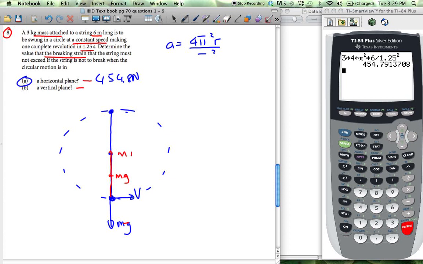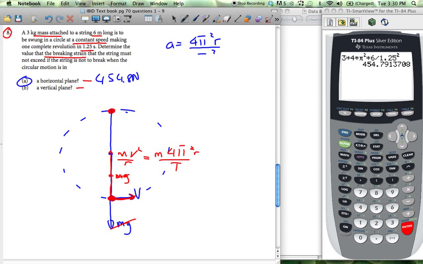mv squared over r, or this formula over here, your m 4 pi squared r over T squared. You need that force also to cause the centripetal acceleration. So the centripetal force needs to be there also. So the mg cancels that, and you're just left with that. So you notice here that at the bottom here, you're actually going to get a maximum tension. This is going to be the point. The bottom end of the swing will be a maximum tension in the string.